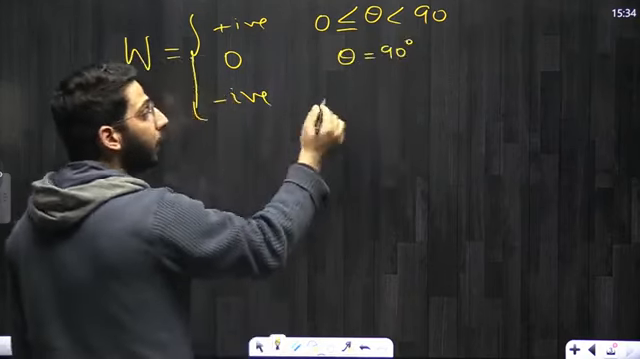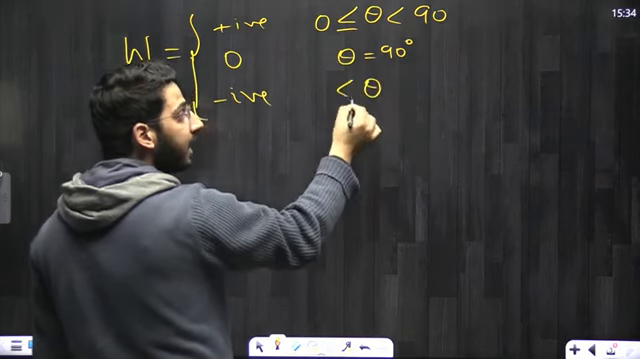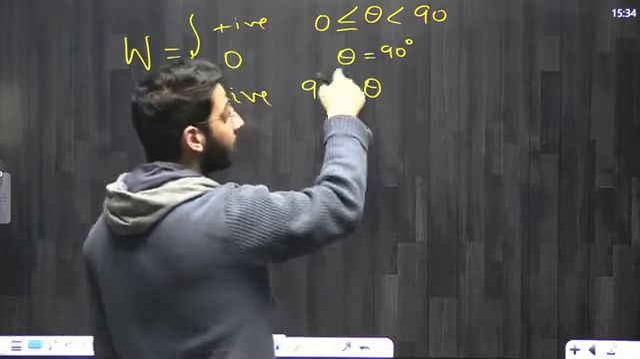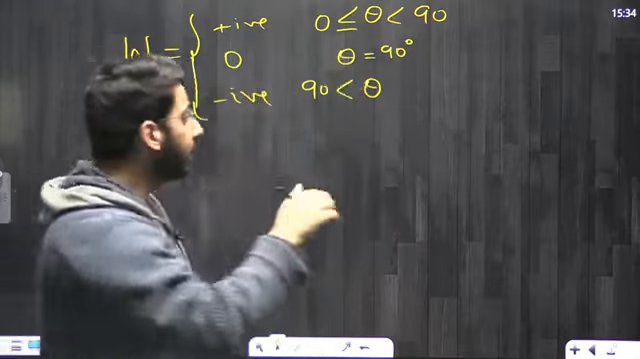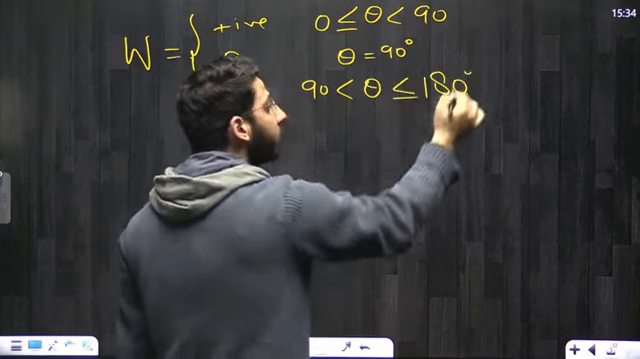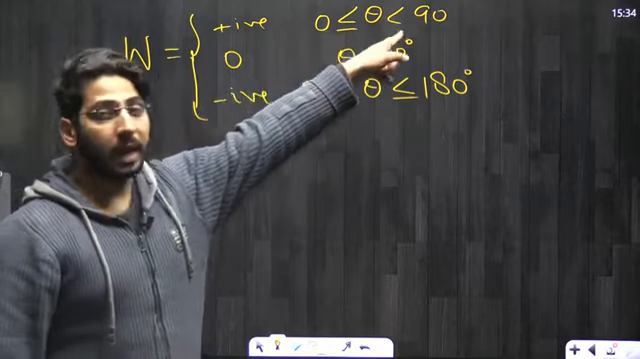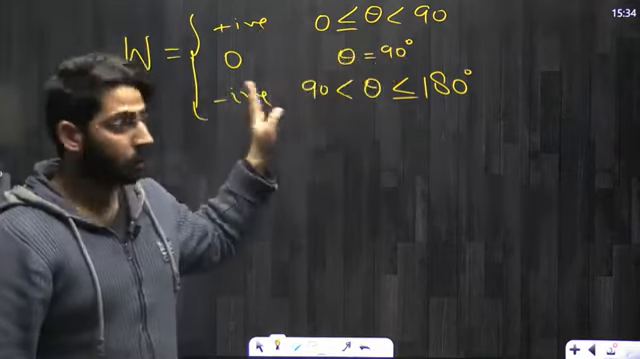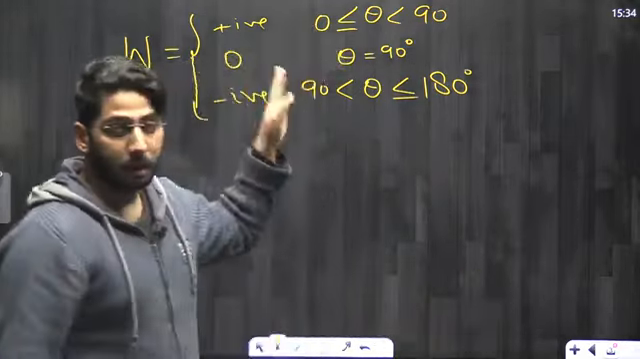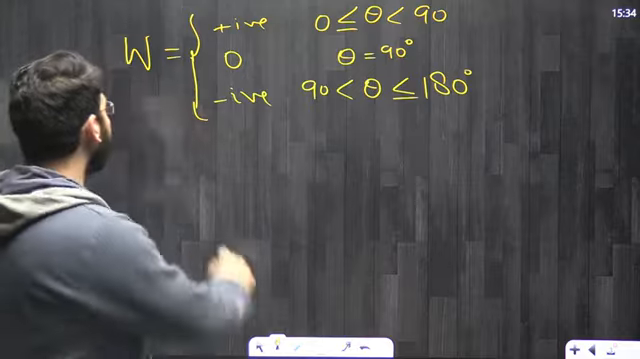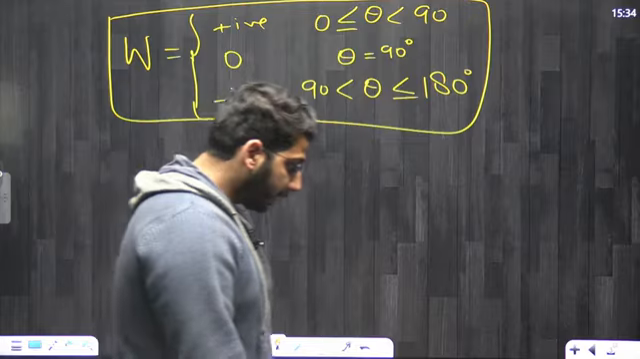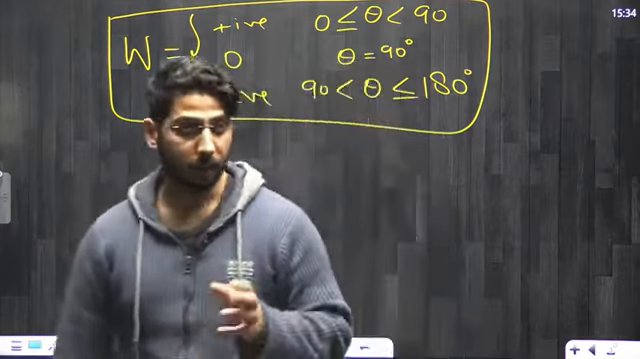And it will be negative when theta is greater than 90, not equal to 90, because at 90 it will be 0. When theta is greater than 90, but less than or equal to 180 degree. So that means if theta ranges from 0 to 90, work done is positive. If theta is 90, work done is 0. If theta is from 90 to 180, including 180, and here including 0, then we have these three cases. Okay, so this is what we need to see. Now let's come to the numerical problem solving part of this.